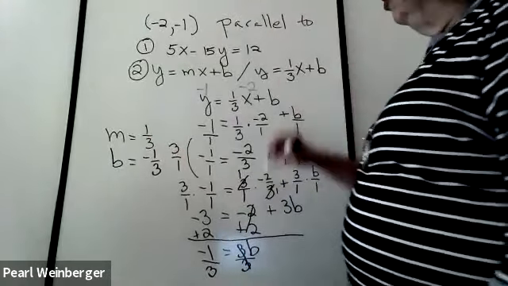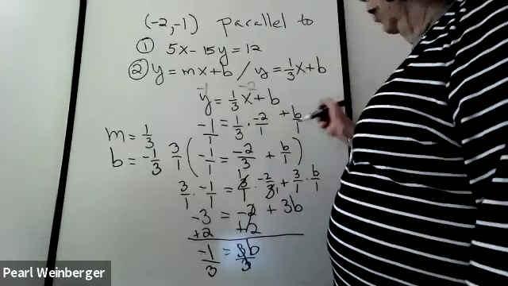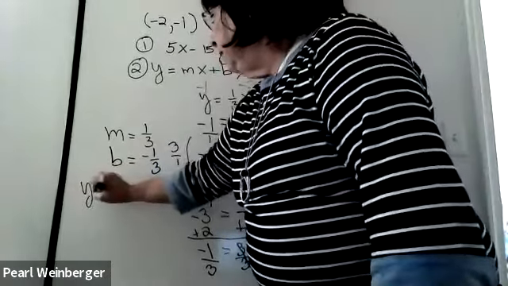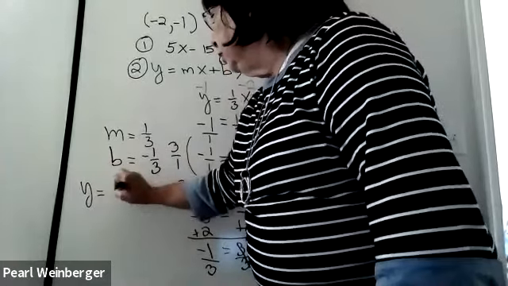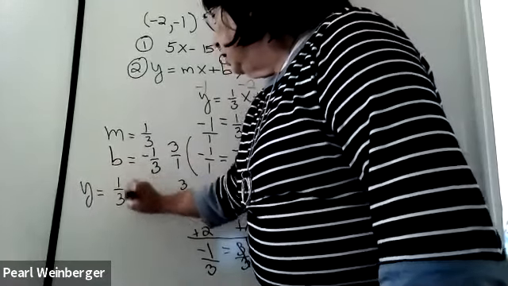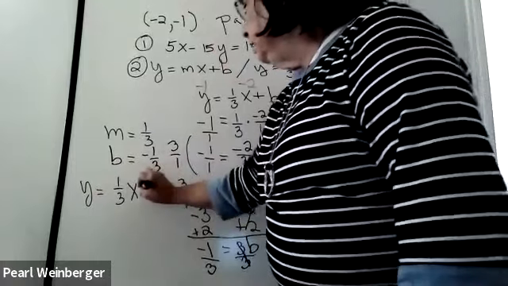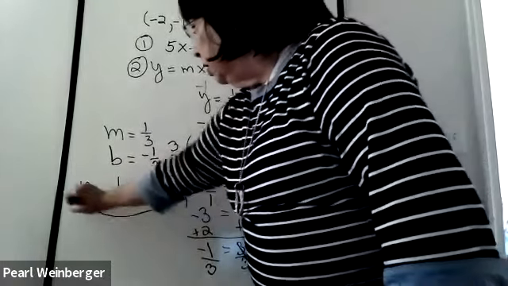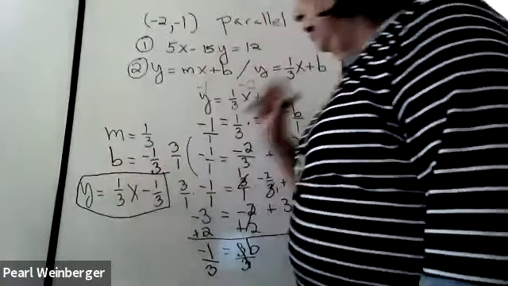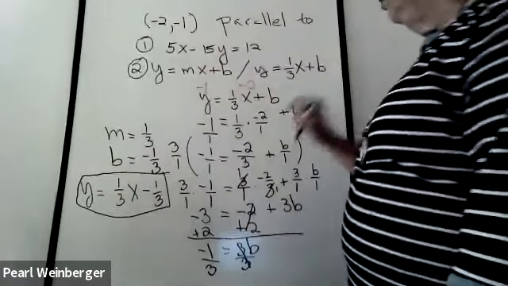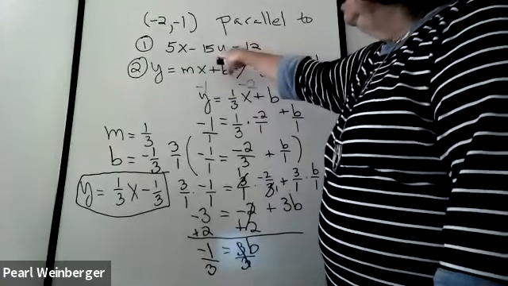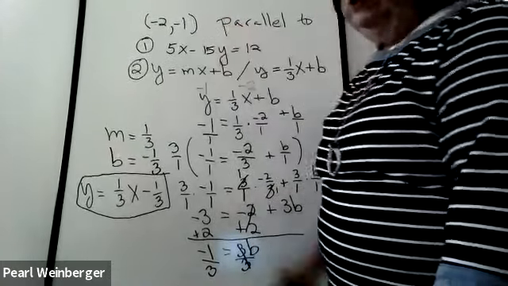And therefore, I can now write my equation. My equation is y equals mx plus b, so my m is 1/3, 1/3 x, plus b, so it's -1/3. And this would be the equation of the line in y equals mx plus b form that is parallel to this line and going through this point.